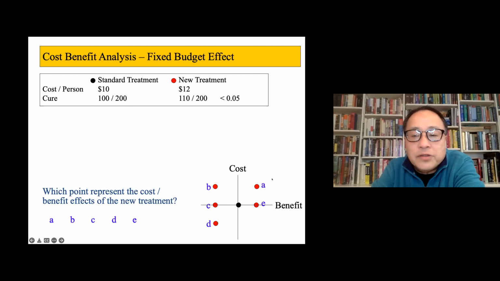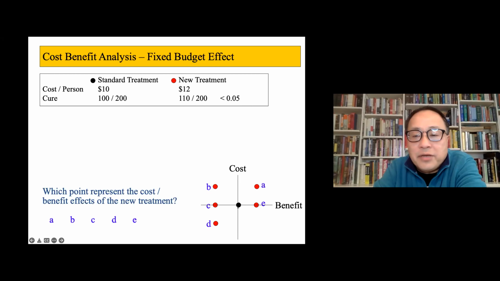So on the surface, you might think, if you're right here with a certain cost and a certain benefit, and you adopt this new treatment, which way do you want to move? Well, the only clear benefit among the choices here is to move to the right, which has more benefit at a neutral cost. So if it was option E, that would be a no-brainer, and you would want to do this.